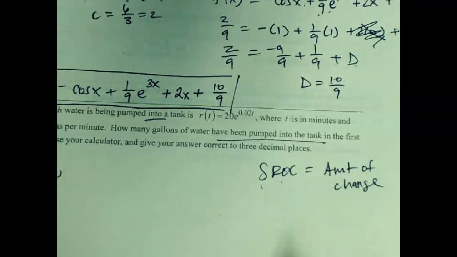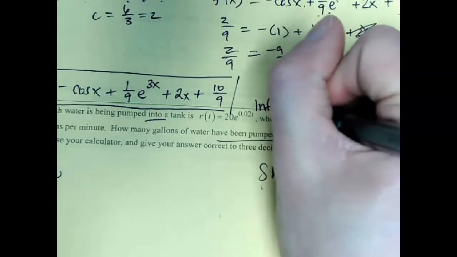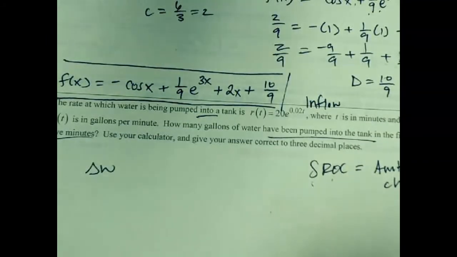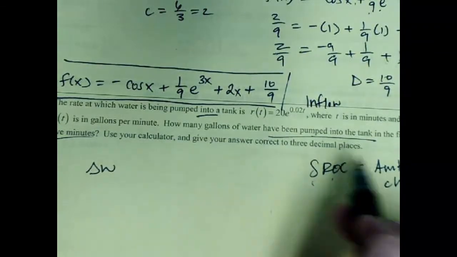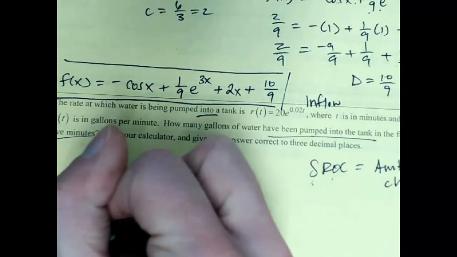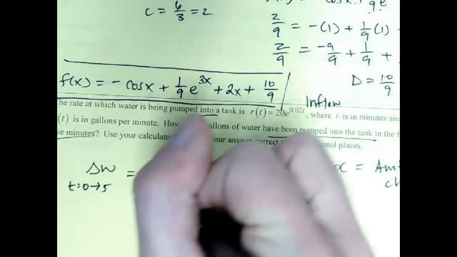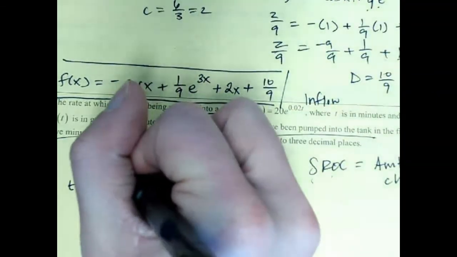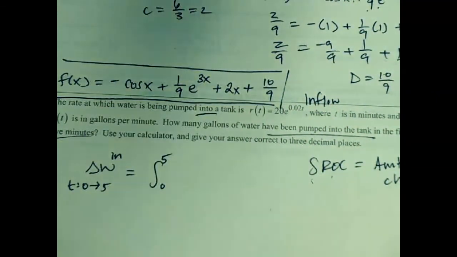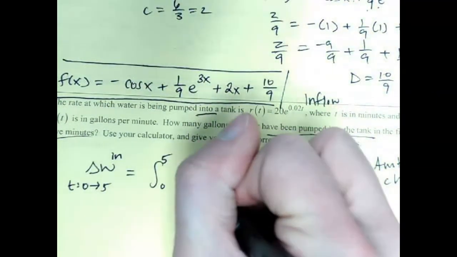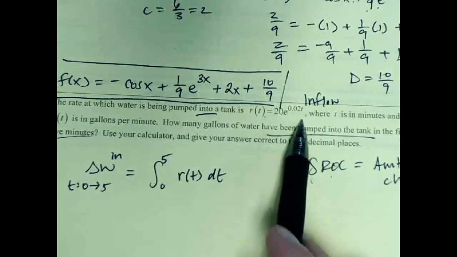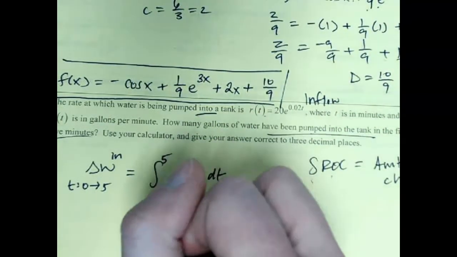So since I have an inflow function, if I were to integrate it, it's going to tell me how much has come in. So if I want the change in the water, and it says in the first 5 minutes, so that's from 0 to 5, what I would have to do is just integrate from 0 to 5. And if I want the change in water that comes in, I would have to integrate the inflow function. Now you can either write it out or you can name it. Either way, it doesn't really matter.